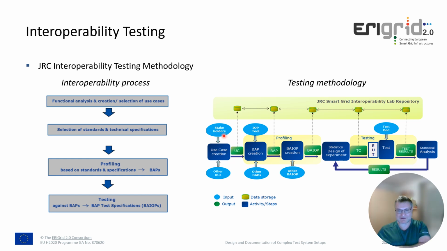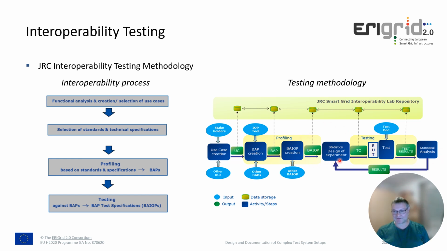We have the stakeholder needs and other use cases that are followed by the generic interoperability process on the left-hand side with the business application process creation. They have developed specific tools for it. Then in the next step, they map the different interoperability requirements to it, coming out with a basic application interoperability profile. And that is then being used in order to realize a test.